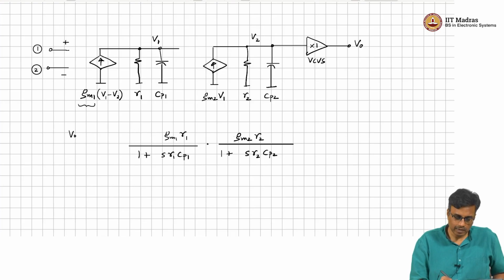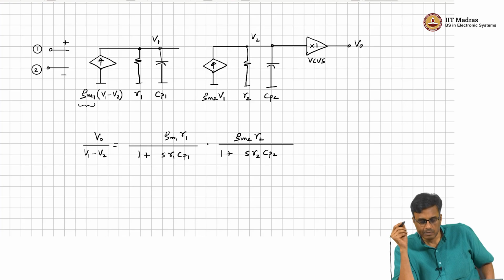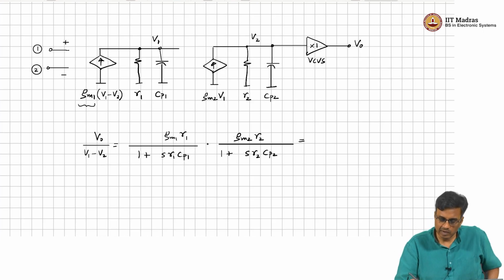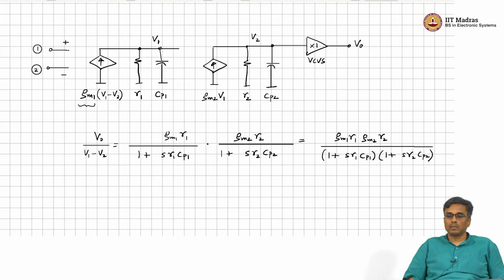So, Vo by Vs, or Vo by V1 minus V2, therefore, is gm1 R1 times gm2 R2 by 1 plus s R1 Cp1 times 1 plus s R2 Cp2, which is basically gm1 R1 gm2 R2 over 1 plus s R1 Cp1 times 1 plus s R2 Cp2. All right.